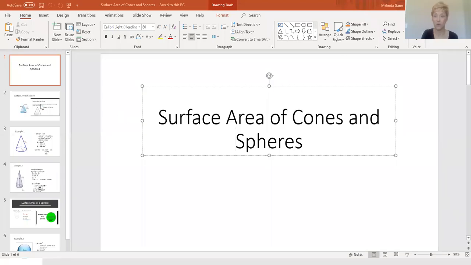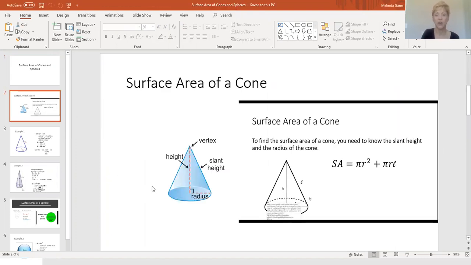We're going to start out working with cones. Now, I don't really have a cone with me, but you know what a cone looks like. It basically is like a sugar cone when you're eating ice cream. So you've got a circle, and then you've got the area around the top part.